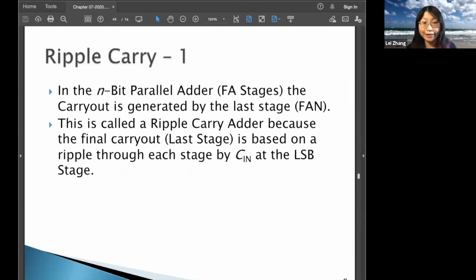Ripple carry is how we work out the internal carry in and carry out. If it's an n-bit parallel adder, the carry out is generated by the last stage. It is called a ripple adder because the final carry out is based on the ripple through of the carry in from the least significant bit.